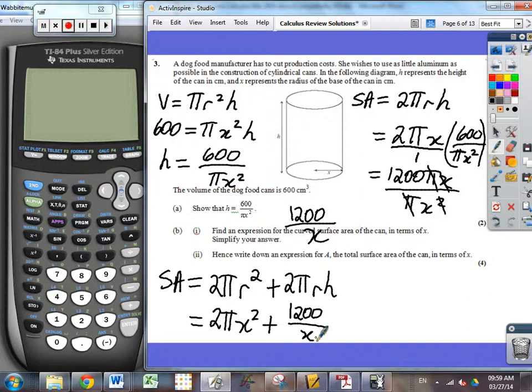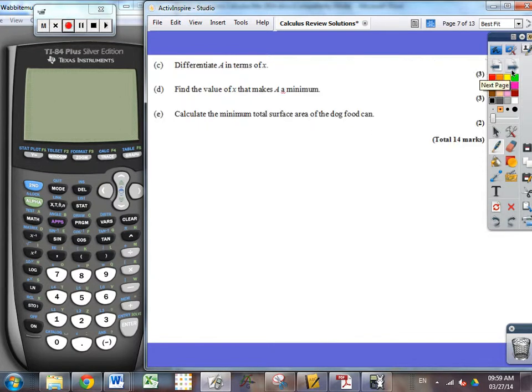Let's move on to the next slide for part C. They're asking us to differentiate A in terms of x. I'm just going to need to rewrite it because I can't remember exactly what I had. It was 2 pi x squared plus 1200 over x. I'm going to rewrite that 1200 over x. Let's bring the x up to the top and it becomes an x to the negative 1. Now it's in a form that's ready to differentiate.